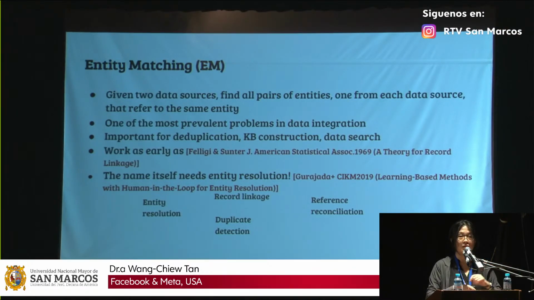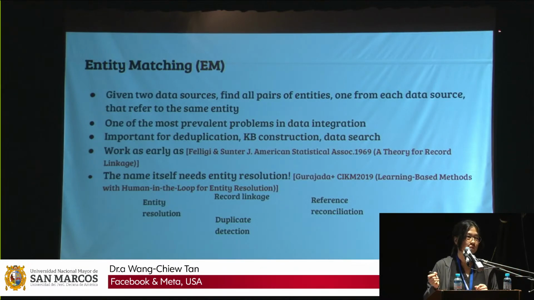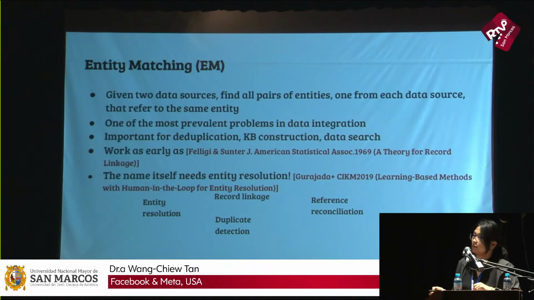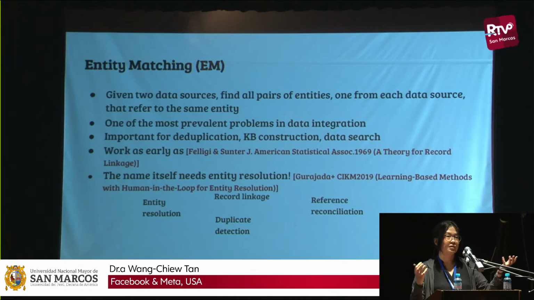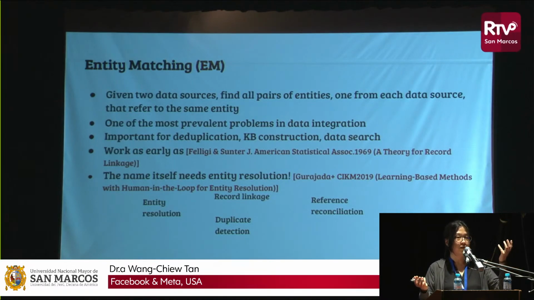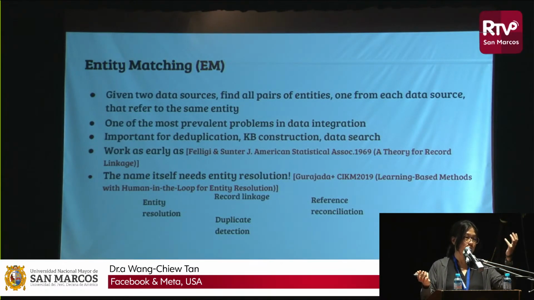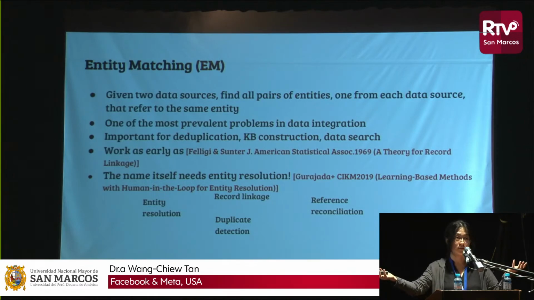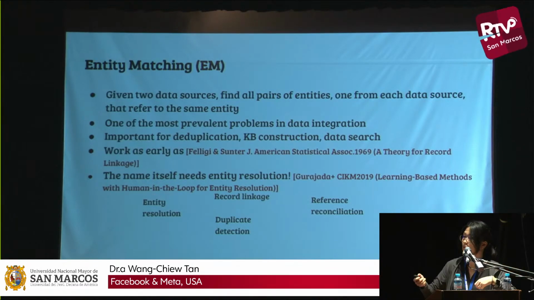Chances are, if you work in any organization with lots of data sets, at some point you will need to do entity matching, right? So what is the entity matching problem? Given two data sources, the goal here is to find all pairs of entities, one from each data source, that refer to the same real-world object, okay? So the entities can be persons, like identifying whether this person Wang Chu here is the same as that person described in that database, Wang Chu, all right?